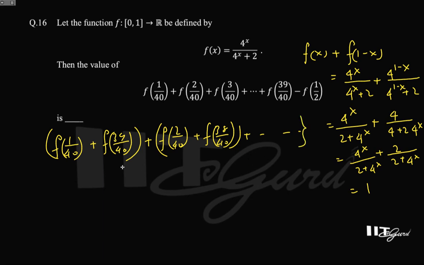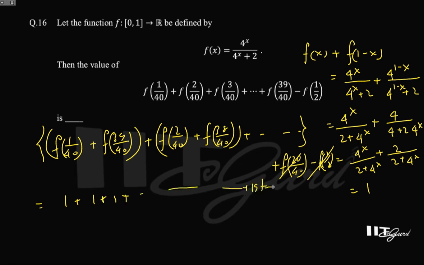If you club all of these, you will get the last term. How many brackets will there be? As you see, f of 20 by 40 is there, so one term will be left over, and up to 19 pairs, and minus f of 1 by 2 is left to cancel. So this term and this term will be cancelled, and how many brackets are there? 1, 1, 1, up to 19 terms. So how many ones? Total 19. So the answer is finally 19.